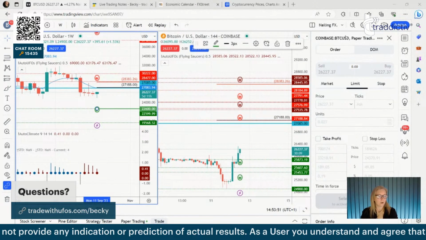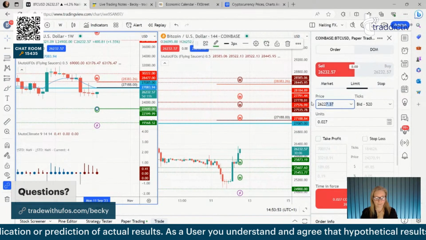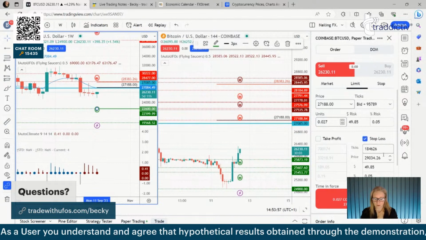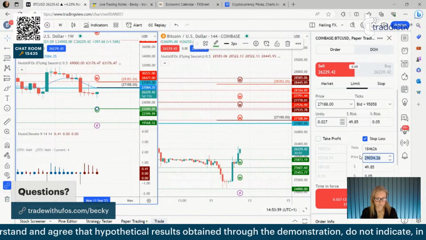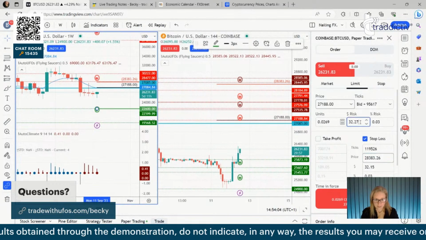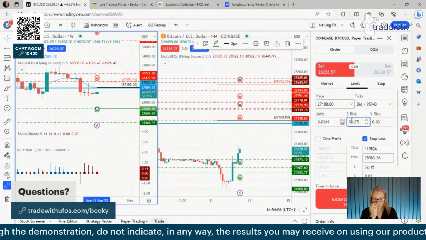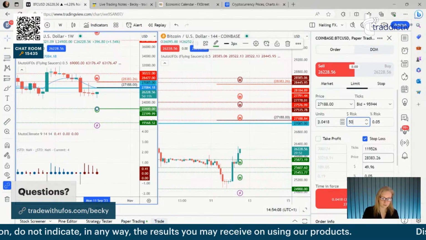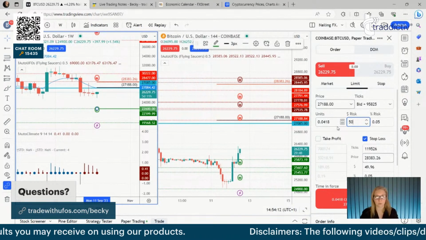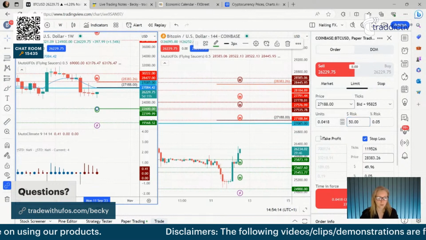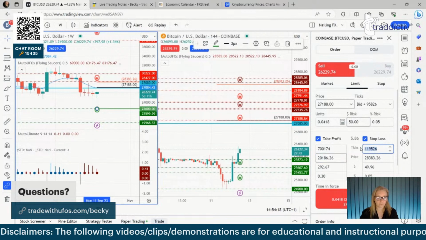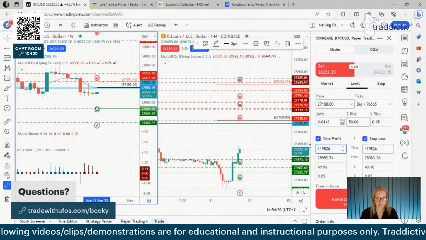And then the safety target we're now just going to figure out. So if the entry is 27,188 and the stop loss is 28,383.26, if you want to risk $50, then you would be trading 0.04 of a Bitcoin, 0.0418 of a Bitcoin. Alrighty. To take profit, I'm just going to copy and paste this to make sure I don't type it wrong.